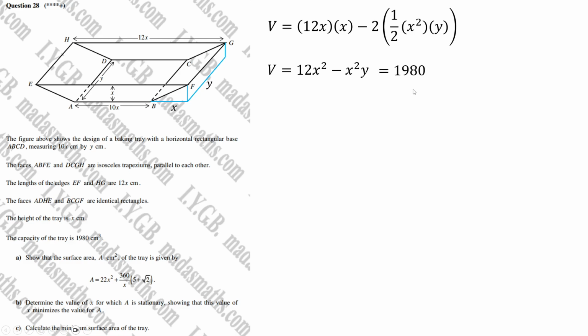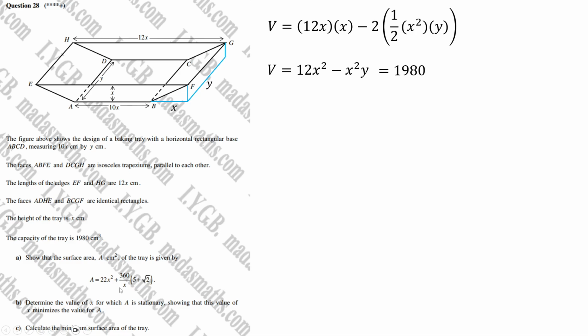If we say that this is x, this here would be y, because it's the same as that one. Then the volume would be 12x multiplied by x, that's the height, and then take away 1/2 x multiplied by x, y. That's just one side, so you multiply that by 2, so you do 12x multiplied by x, take away 2 lots of 1/2 x squared y. You can just add it up. Obviously the 2 and the half cancel. This becomes 12x squared, and then this becomes minus x squared y, and you can make that equal to 1980.